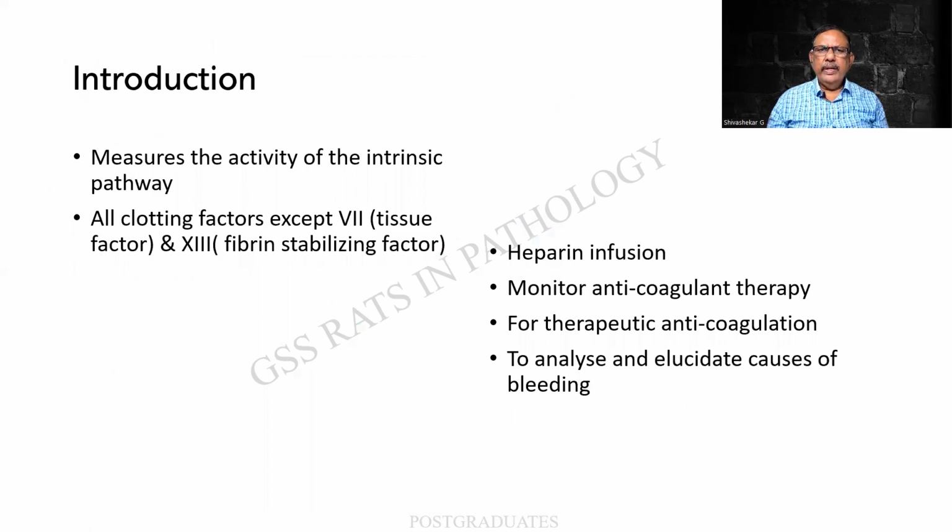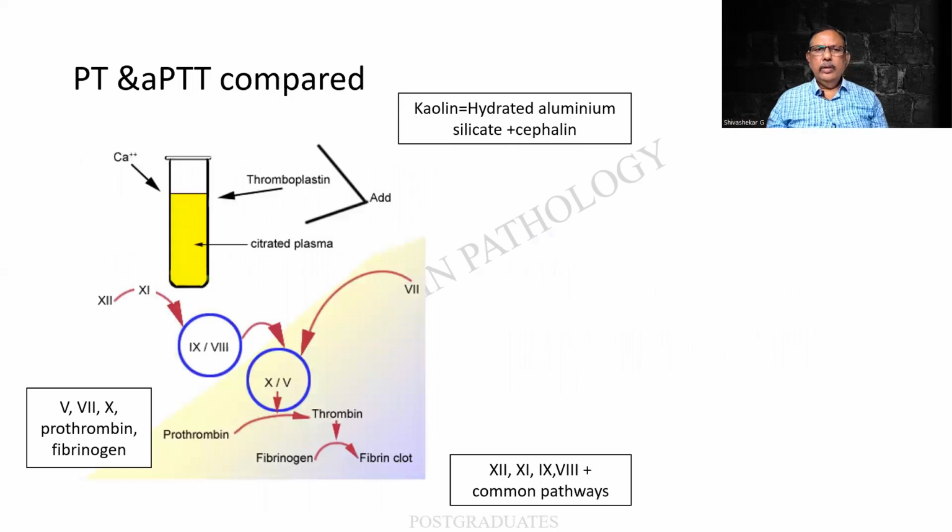The purpose of it is generally to monitor the heparin infusion, to monitor any anticoagulant therapy for therapeutic anticoagulation, and to analyze and elucidate the cause for bleeding. Sometimes we'll be asked to do the test and the test value will be unreasonably high, and the patient is on heparin. I would like you people to kindly compare these two.